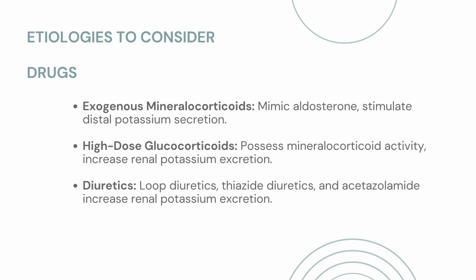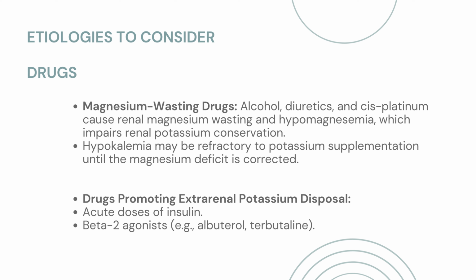Diuretics, which work on the sodium-potassium-2-chloride channels, or carbonic anhydrase inhibitors, or sodium-potassium importers, all of these diuretics can cause hypokalemia. Situations where magnesium is low in the body, or hypomagnesemia is present due to alcohol, diuretics, or cisplatin, can cause refractory hypokalemia to correction. So if someone has hypomagnesemia with hypokalemia, we need to correct the hypomagnesemia to get a better result when we are correcting the hypokalemia.